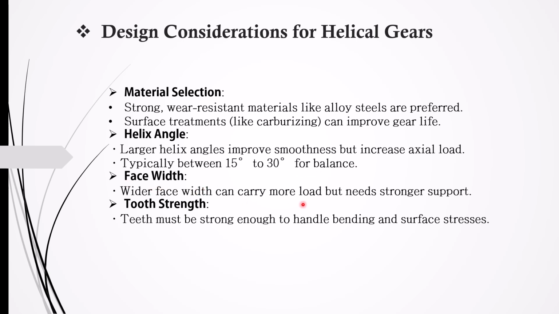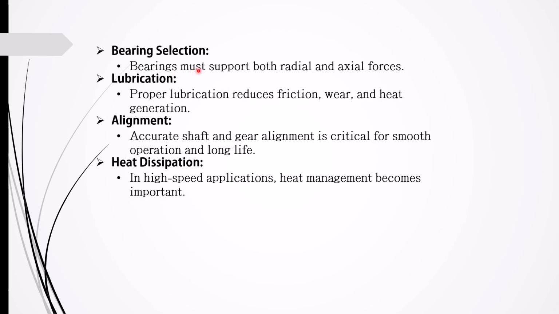Wider face width can carry more load but needs stronger support. Means wider the face width, it can support the stronger. Then tooth strength. Teeth must be strong enough to handle bending and surface stresses. Then bearing selection. Bearing selection must support both radial and axial forces. We cannot apply any bearing to any shaft or gear, because it is very important that particular bearing needs particular shaft. And then lubrication is also important for smooth transmission, and proper lubrication reduces friction, wear and heat generation.